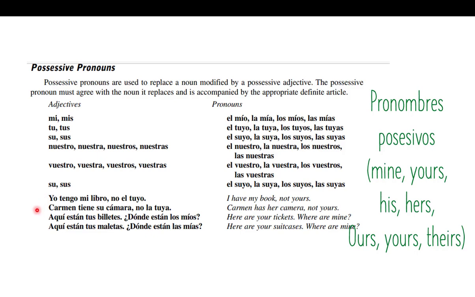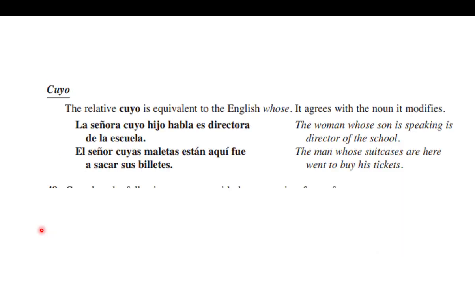Carmen tiene su cámara, no la tuya. So Carmen has her camera, not yours. Aquí están tus billetes, ¿dónde están los míos? Aquí están tus maletas, ¿dónde están las mías? Okay. You have seen something similar, which is the relative cuyo. It comes from this set. It means whose. La señora cuyo hijo habla, so hijo and cuyo agree. Es directora de la escuela. El señor cuyas son maletas, agree, están aquí. Fue a sacar sus billetes, okay?